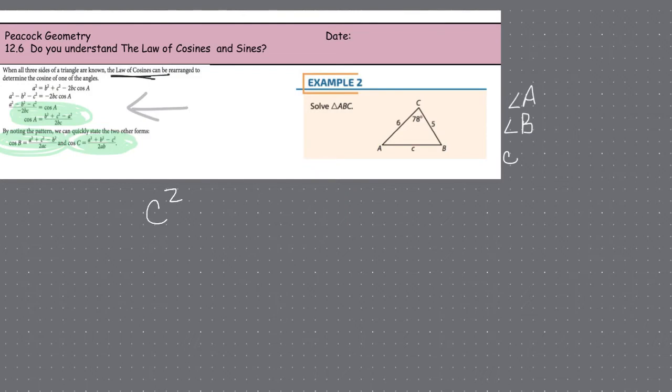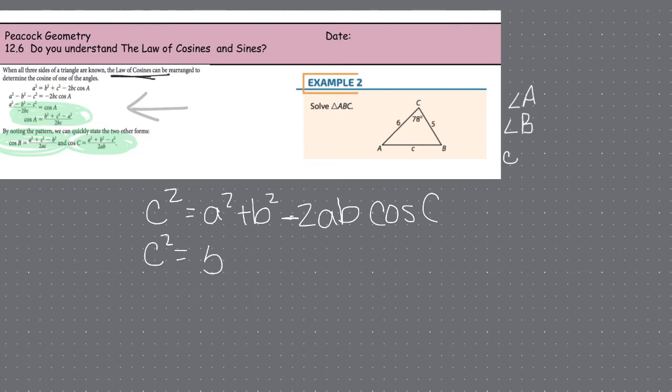C squared is equal to A squared plus B squared minus 2AB cosine of C. Now this just came from that little green law of cosines theorem box on the previous slide. So I'm going to fill in what I know. C squared equals A squared, which is 5 squared, plus B squared, 6 squared, minus 2 times 5 times 6 times the cosine of 78.